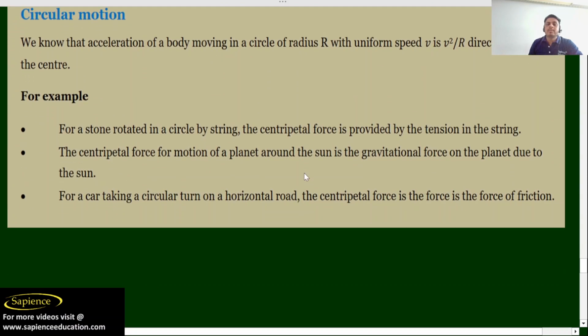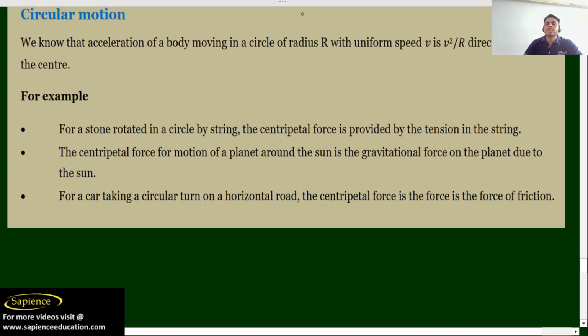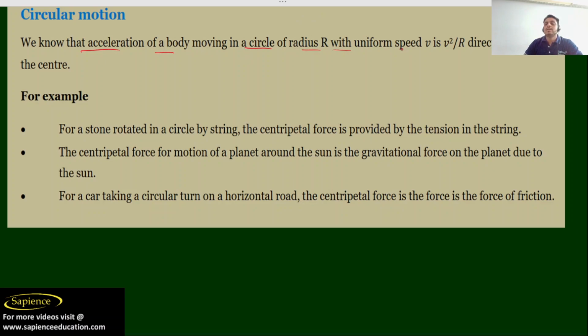So if you want to define circular motion, by reading this you will be able to understand what circular motion is. We know that the acceleration of a body moving in a circle of radius r with uniform speed is v square by r, directed toward the center. For example, when a stone is rotated in a circle by a string, the centripetal force is provided by the tension of the string. So the object moves in a circular path, there is a string, and the tension acts toward the center.